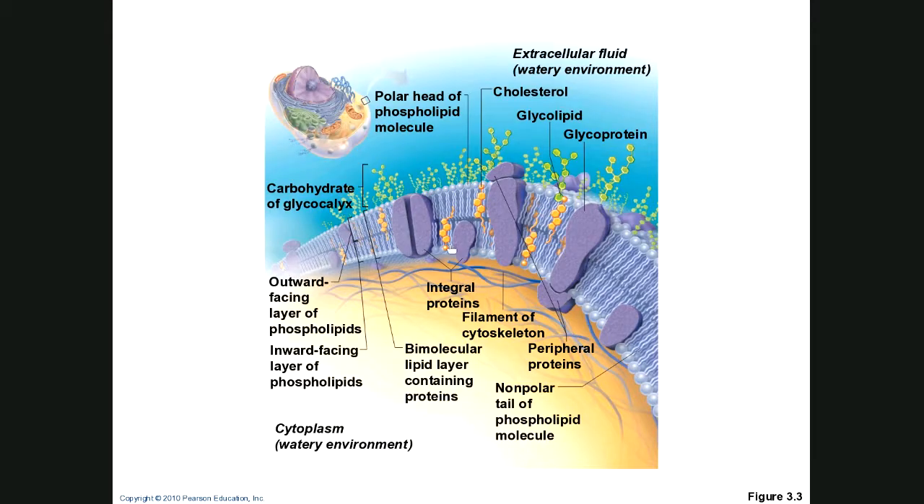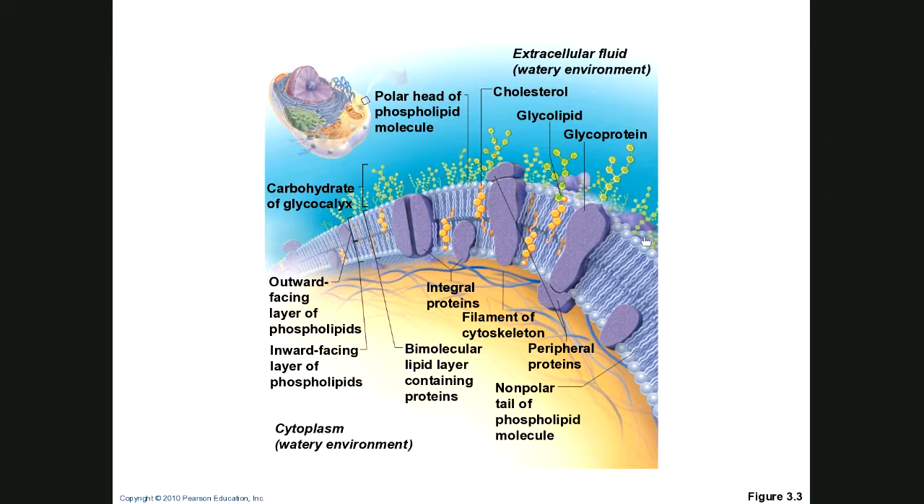Here you have integral proteins. This is a peripheral protein. On the outside, you have the glycocalyx. This has many functions, but part of it is the marker or name tag for that cell. Now, I've left out, oh yeah, the phospholipid bilayer.